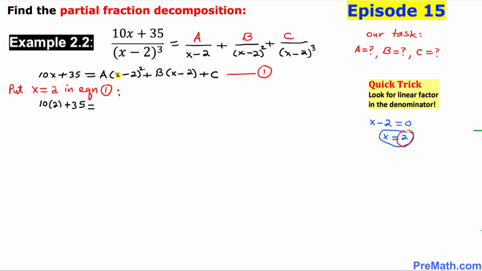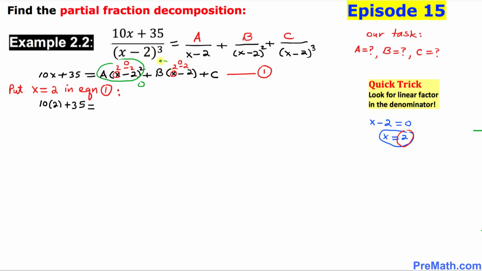let's look at this one over here. When I replace this x by 2, this 2 - 2 is going to become 0. That means this whole term is going to become 0. Likewise, in the second term, this x is being replaced by 2, and then 2 - 2 becomes 0.